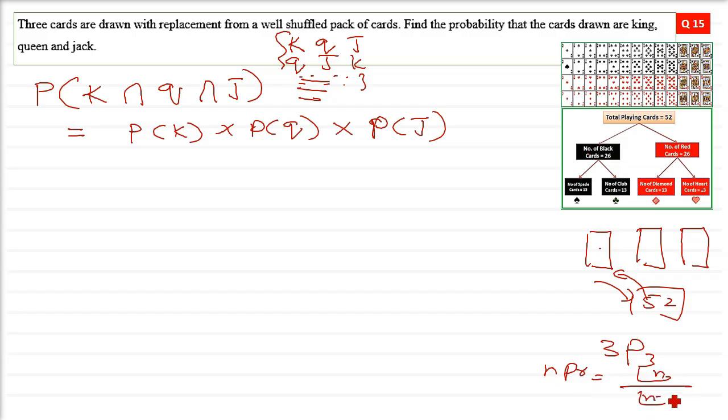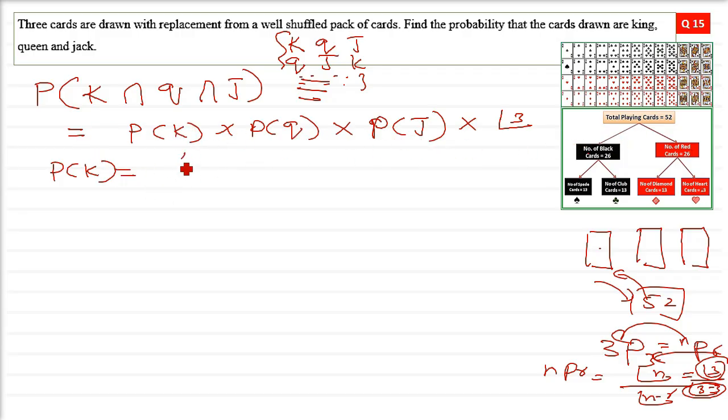nPr is factorial n divided by factorial n minus r. So it's factorial 3 by 3 minus 3. So it will be factorial 3 only. And this factorial 3 is 3 into 2 into 1. 3 2s are 6. So king, queen and jack: you need to multiply this with factorial 3 because these 3 cards can come up in any order. How many orders are there? Factorial 3. What is the probability of getting a king, queen and jack?